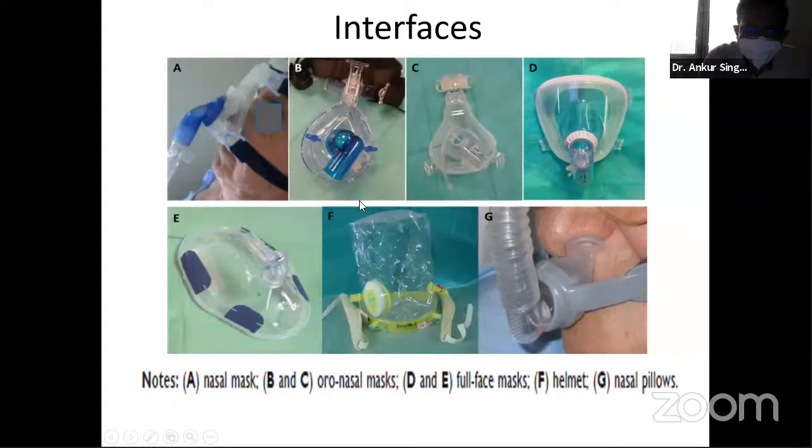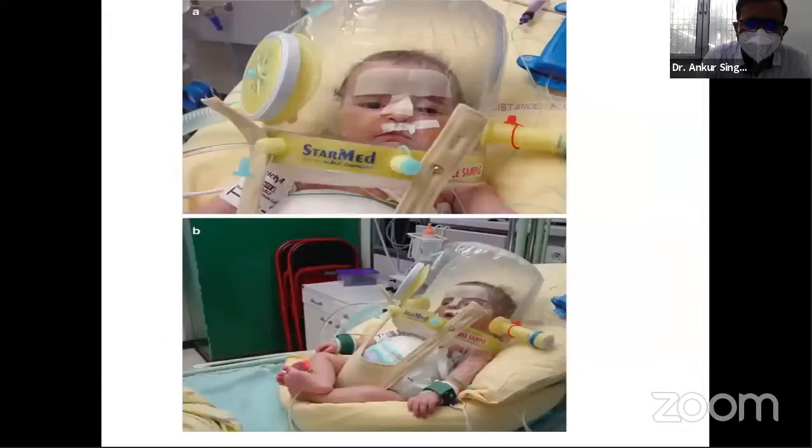These are the various devices: A is a nasal mask, B and C are oronasal masks, D and E are full face masks, F is the helmet, and G is the nasal pillows. These are the various types of interfaces you have to be familiar with. This is a child who is sleeping very nicely, comfortably, and tolerating the helmet device. The child is comfortable, non-anxious. So tolerability is one of the important factors for deciding the interface.